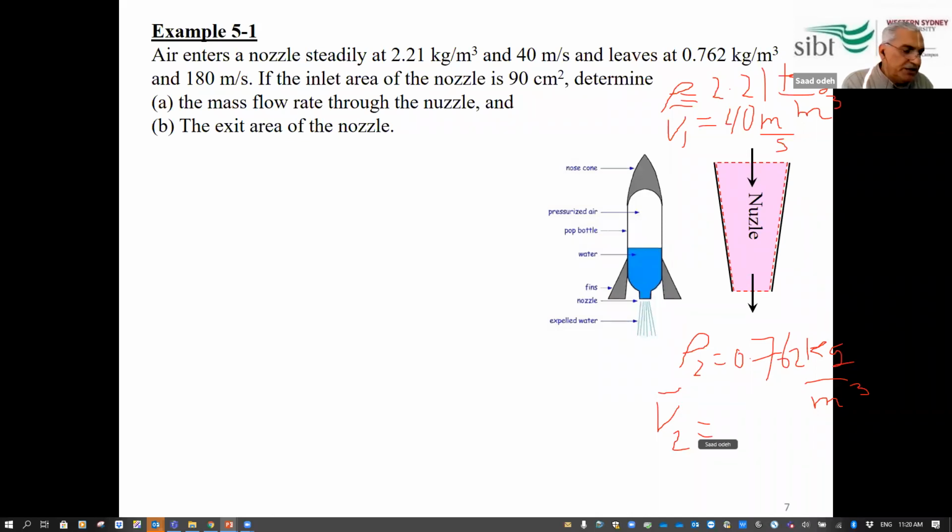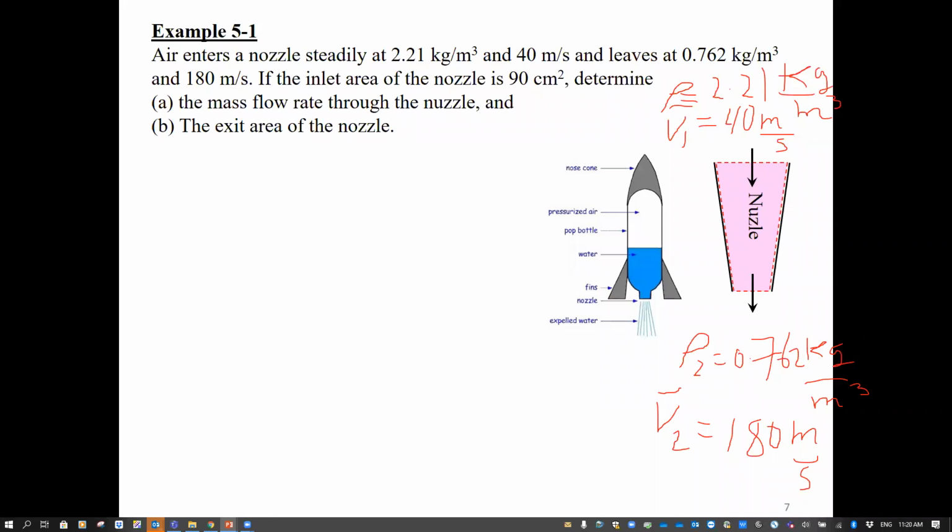We have 180. You can see the velocity at the exit is much higher than the inlet. The inlet was 40, while the exit was 180. So you can tell that this is because of the nozzle design, because of the change of the diameter or change of the area of the nozzle. We have other information given here, which is the area of the nozzle. So we have area at the inlet.